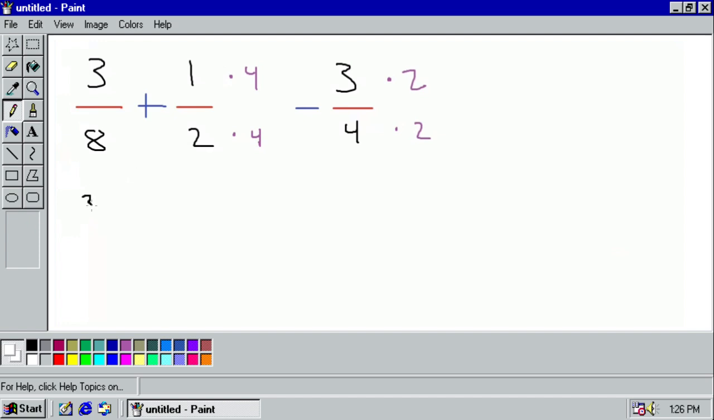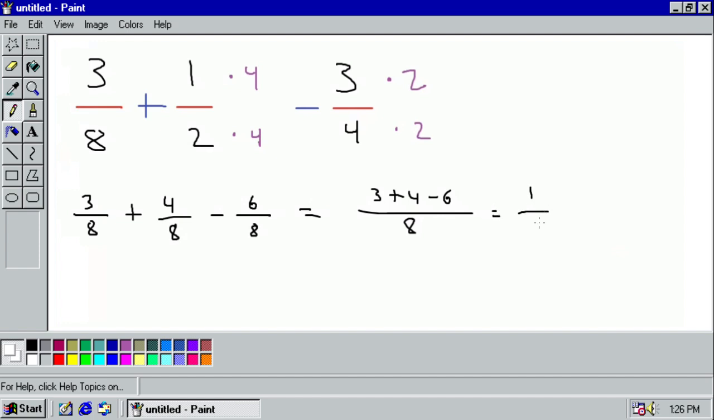So 3 over 8 plus 1 times 4 is 4, 2 times 4 is 8, minus 3 times 2 is 6 over 4 times 2 is 8. As you can see, both of them have the same denominators now, which is 8. So we have 3 plus 4 minus 6. 3 plus 4 is 7, minus 6 is 1. So this gives us 1/8. So 1/8 will be our final answer.